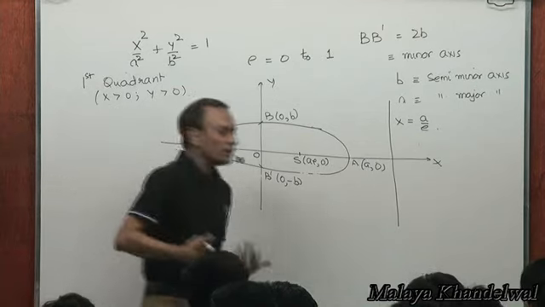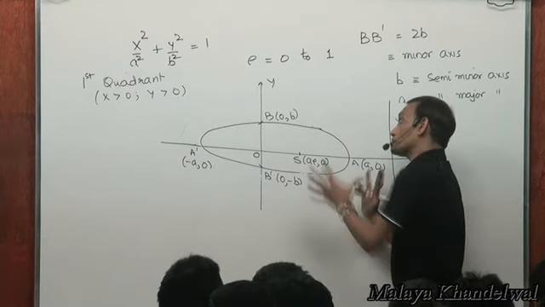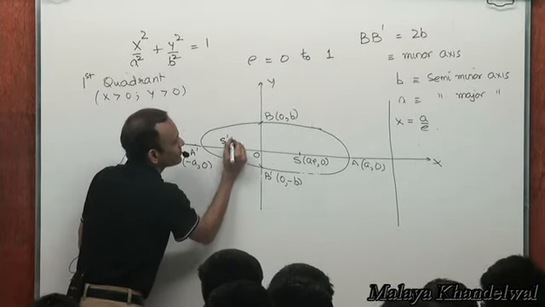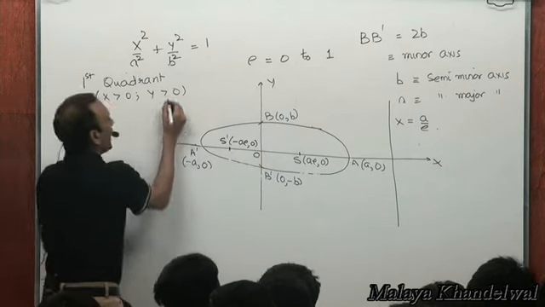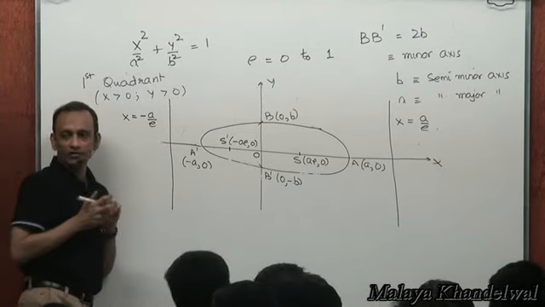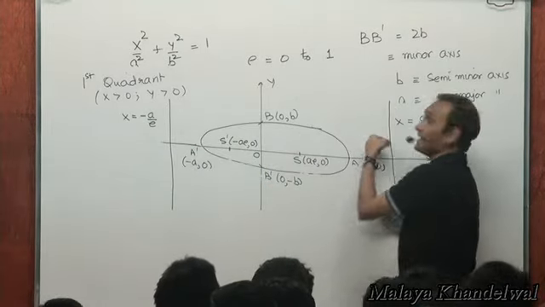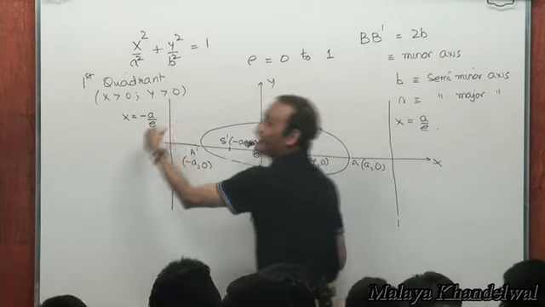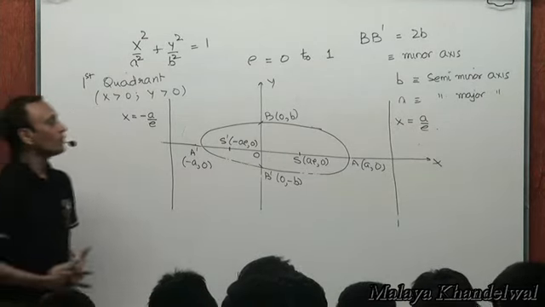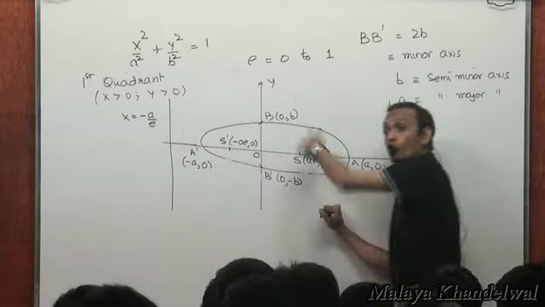Isn't it? But if you really think about it, I would have got the same look if I had a focus symmetric like this, S prime, which is (-ae, 0), and a directrix which would be x equal to minus a by e. Then also I would have got the same looks of the ellipse. Yes or no? That means this ellipse could have been obtained with this focus and this directrix, or with this focus and this directrix. Right? Yes. So in that sense, we say that this ellipse has two foci and two directrices.